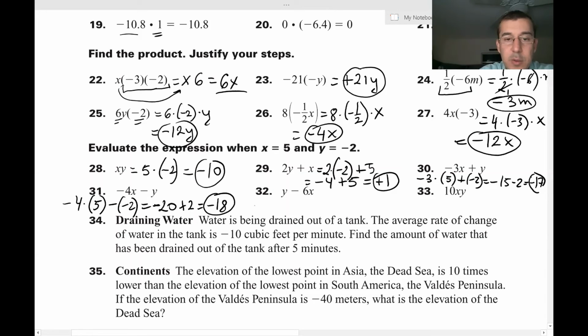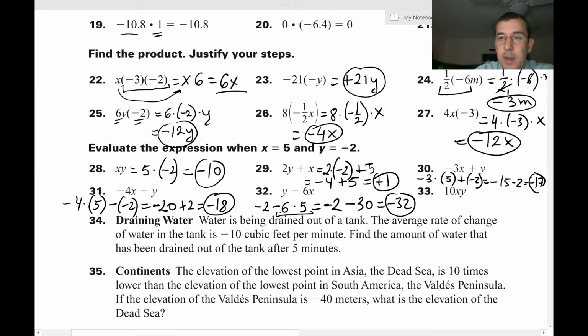Y is minus 2, minus 2. And then minus 6 times x, x is 5. So we do the multiplication first. So minus 2 first, and then we have minus 6 times plus 5. The signs are different, so we have minus 6 times 5 is minus 30. So we have two negative numbers we're adding up. So minus 30 plus minus 2 is minus 32. Minus 32. Okay.